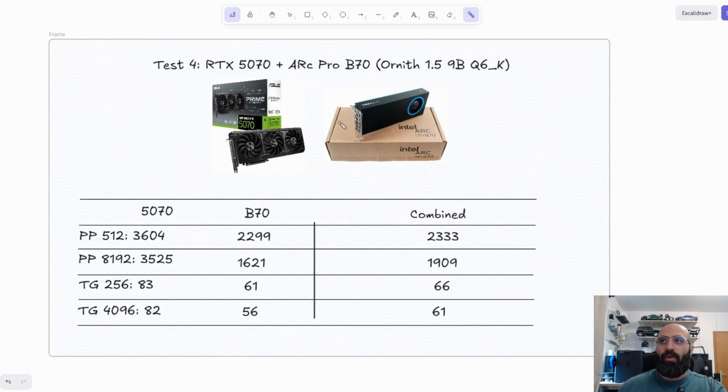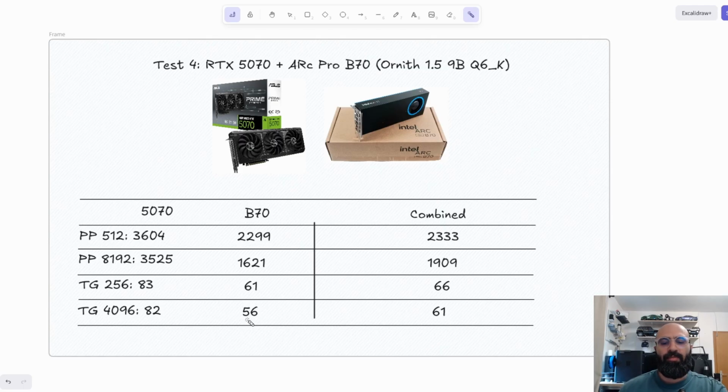The fourth test, I ran both of them on the Vulkan driver. For the prompt processing, the RTX was scoring 3600, the B70 was scoring 2200, and here combined together 2333. For the 8000 prompt processing, we have 3500 tokens per second, while half that on the Intel, and combined together we have 1900. For the token generation, we have it on the RTX 83 and the B70 is 61, while both of them have a speed of 66 tokens per second.